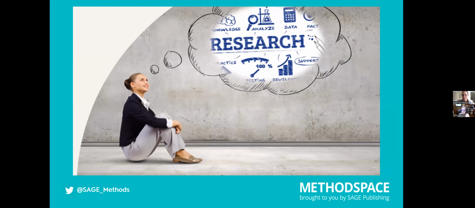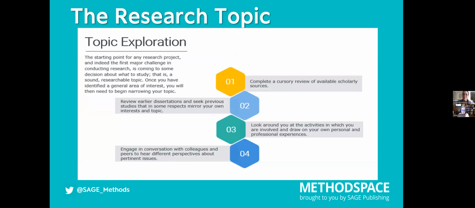So when we think about research and where these topics come from, a lot of times it just comes from our brainstorming or our identification of issues or problems or things that we want to inquire about. And really, we want to figure out how that could actually work for a possible research study. There are four steps in topic exploration when we're determining a possible research topic.